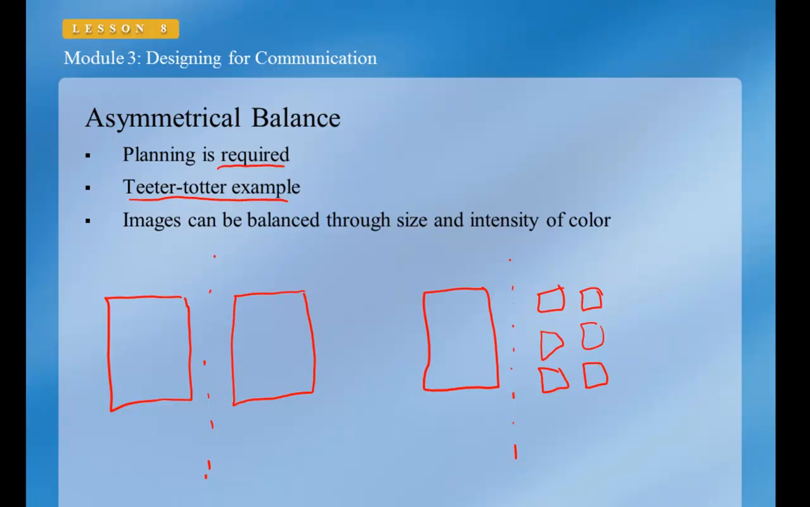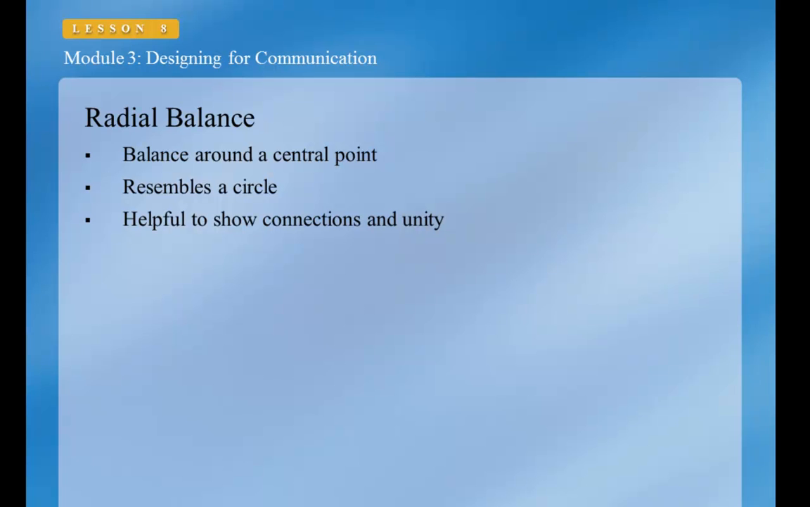Okay? So you can have asymmetrical balance, or you can have symmetrical, and I've seen it in both websites, and when you go back to your website that you're analyzing, look and see what kind of balance they are using. And lastly, you have a radial balance, which is balance from a center point. And so if you start in the middle and you work your way out, it's balance, and it helps show connections and unity.